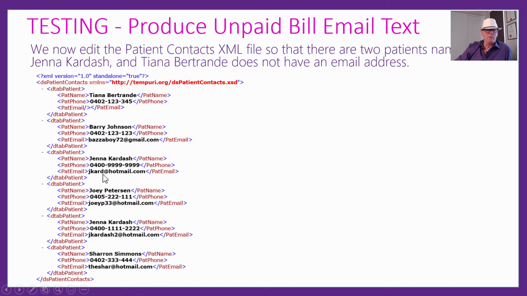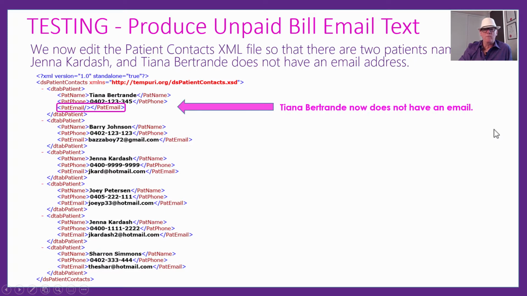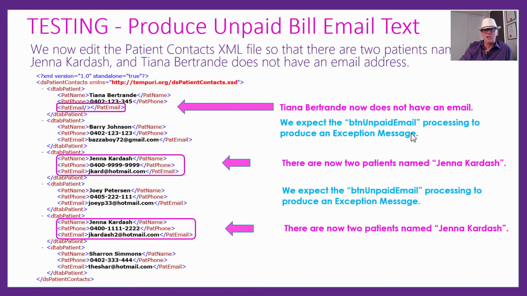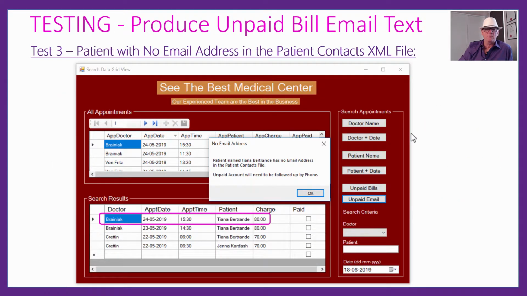Duplicate patient names, we won't be able to get a reliable email address because we don't know which Jenna Kardash is which. So we need to put out an exception message for that one that'll have to be followed up by phone. When she doesn't have an email, we expect the exception message about having to do it by phone. When we've got those two Jenna Kardashians, again we expect an exception message.